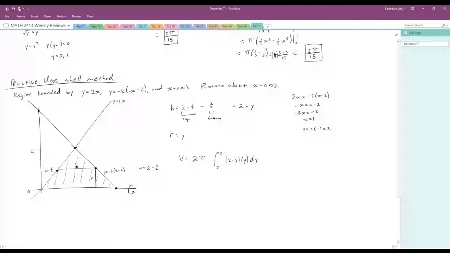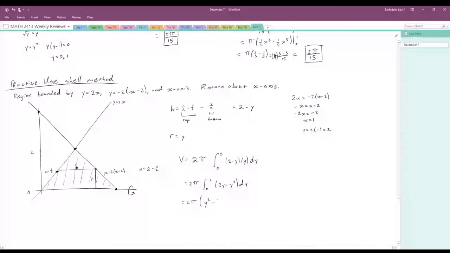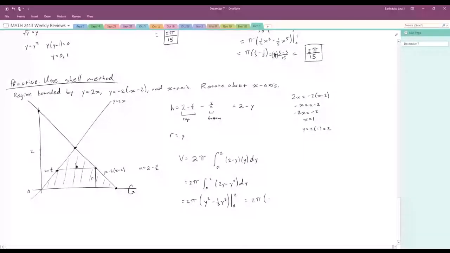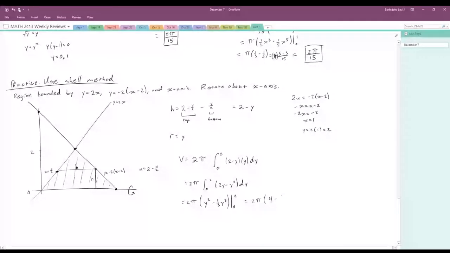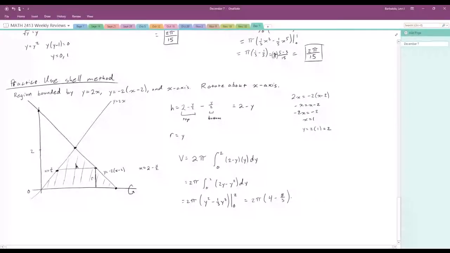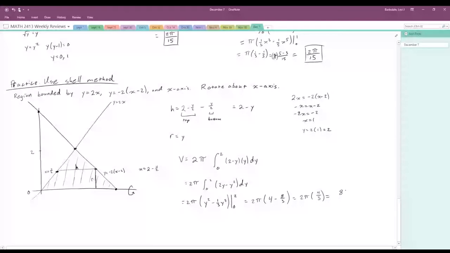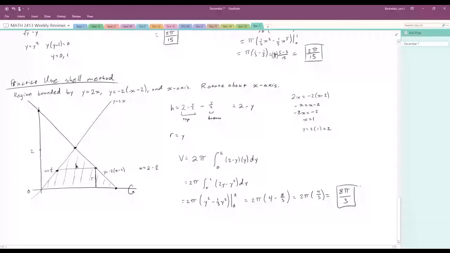And now I can go ahead and integrate. First, I'm going to distribute. That gets me 2y minus y squared. So now that is y squared minus 1/3 y cubed from 0 to 2, which gets me 2 pi times 4 minus 8/3. And my 0 terms are going to vanish. Well, 4 is equal to 12 over 3, so 12 minus 8 is 4 all over 3. So we've got 2 pi times 4/3, which gets us 8 pi over 3. Any questions?